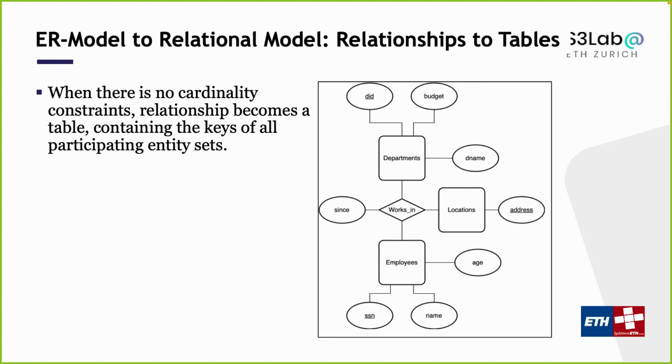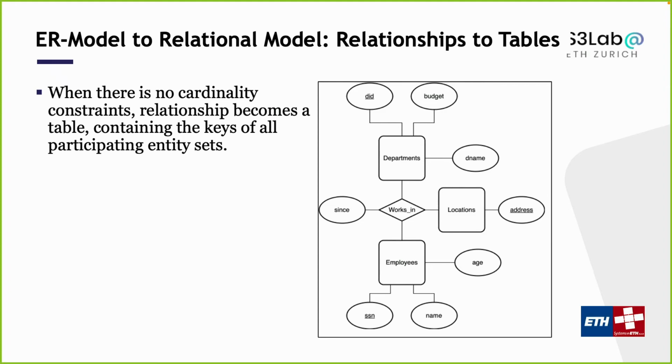How can we do the translation? Well, the translation of each of the entity sets should be clear, right? You should have one employees table that contains SSN, name, and age. You should have a locations table that contains the address. You should have a department table that contains department ID, budget, and department name. So let's focus on the thing in the middle, the works in relationship.